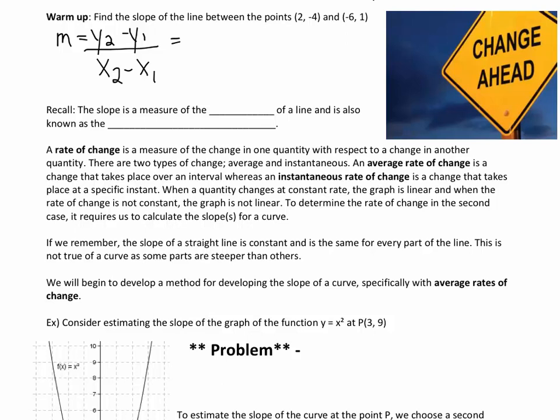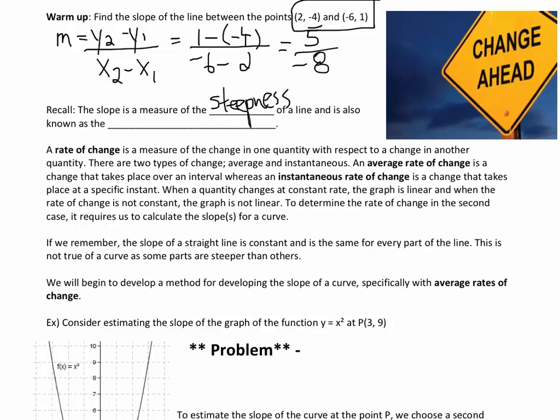If we do that with these 2 points here, we could do 1 minus -4 over -6 minus 2. That is going to give us 1 minus -4 is +5, and -6 minus 2 is -8. The slope is a measure of the steepness of the line and is also known as the rate of change.